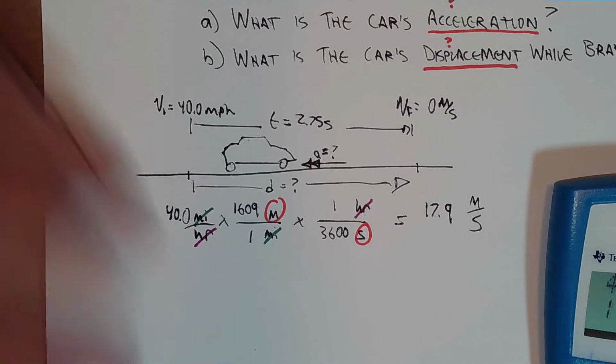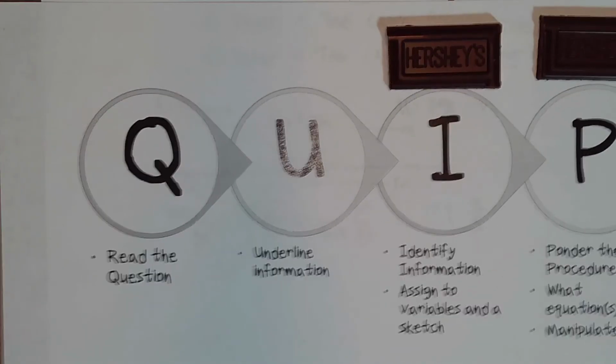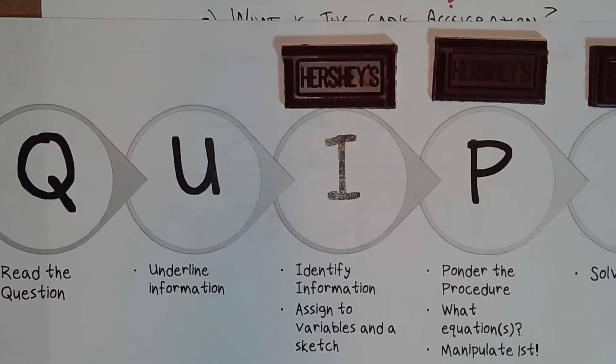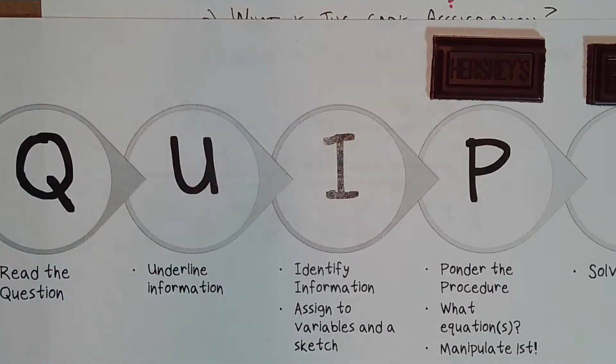Okay. And that is all of the initial information. So we have completed another of our stages in QUIPS. We have identified the information and assigned variables and a sketch.